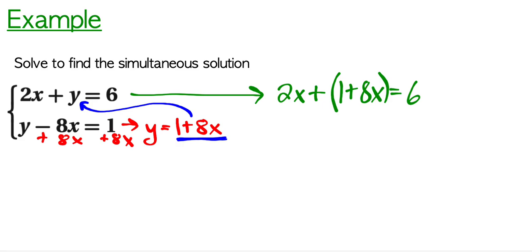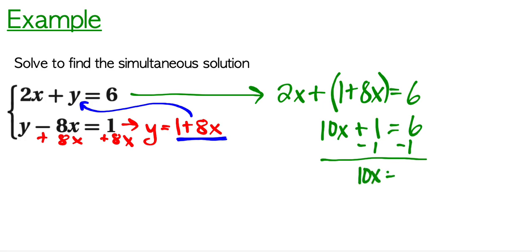So now, I'm going to simplify. 2x and 8x make 10x. And I'm going to solve for x, which for some of you is kind of natural at this stage. Subtract 1, then divide by 10.